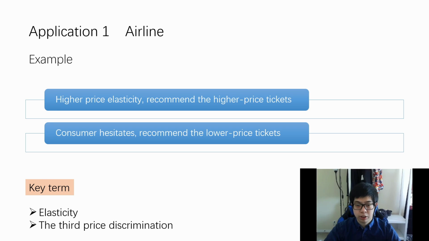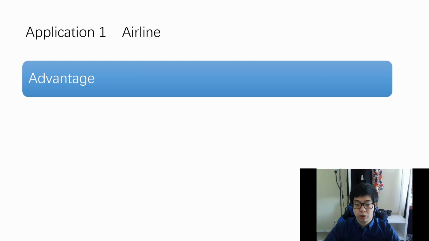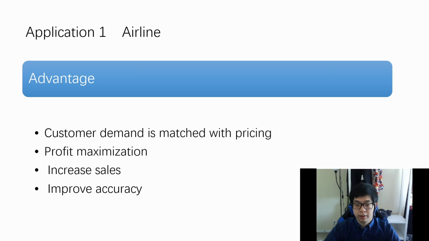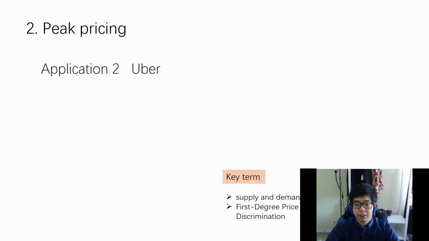Due to the application of apps, personalized dynamic pricing has good accuracy and manageability advantages. The second one is peak pricing. Retailers use demand fluctuation to increase prices when demand is high or competitors have insufficient inventory. Uber is a good example for this strategy.